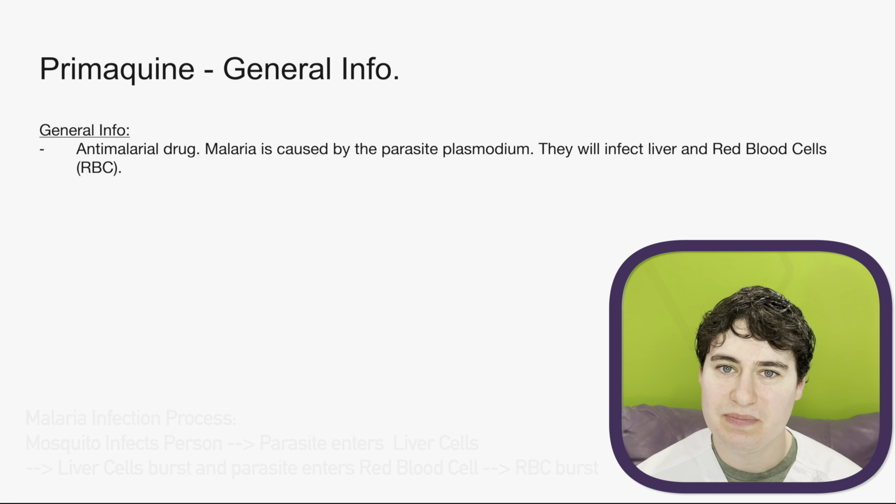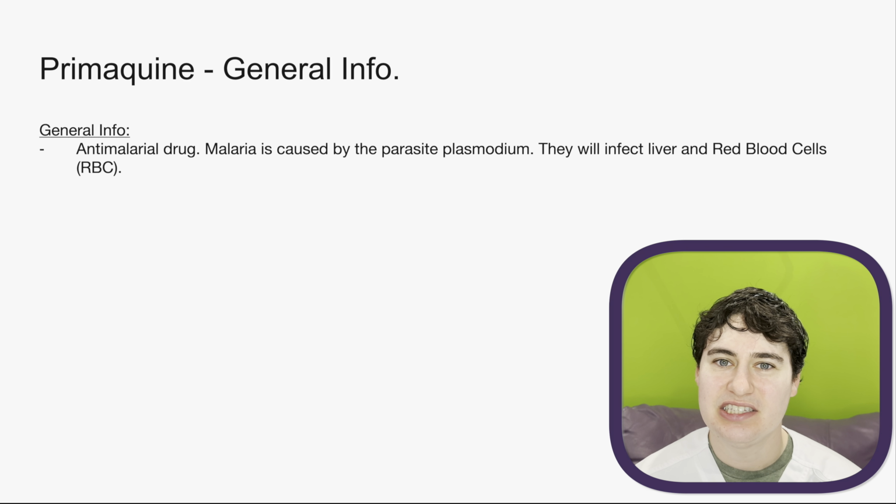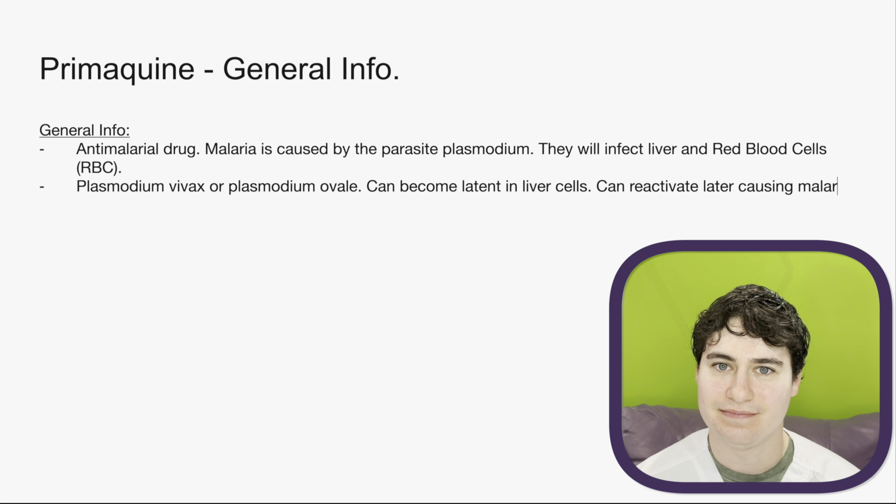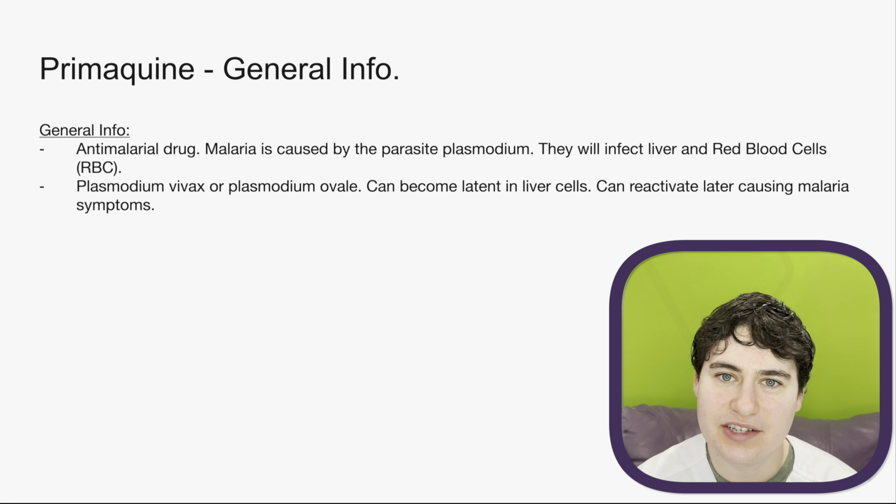Now there are many different species of Plasmodium, and specifically the species of Plasmodium we're going to be talking about are Plasmodium ovale and Plasmodium vivax. The reason we need this drug is because of those two species of Plasmodium that I talked about before, Plasmodium vivax and Plasmodium ovale.